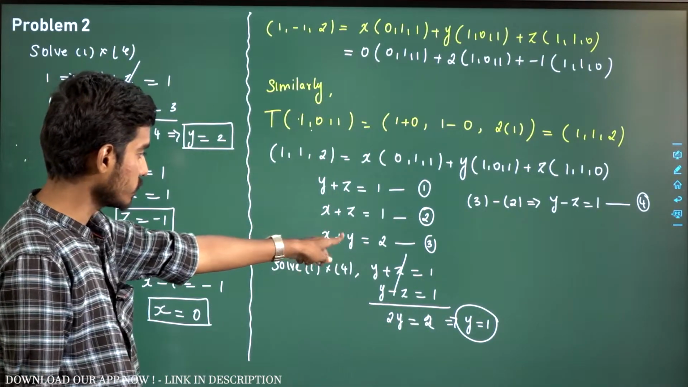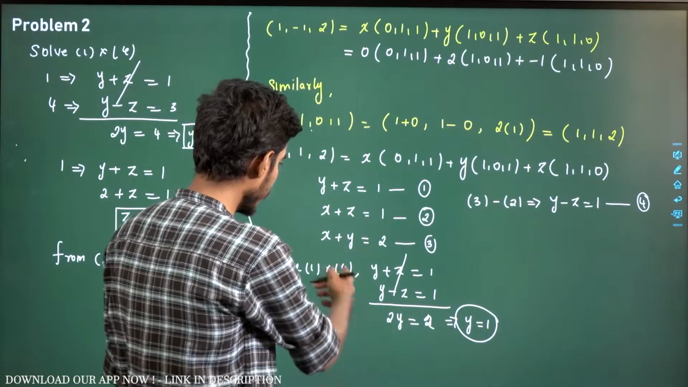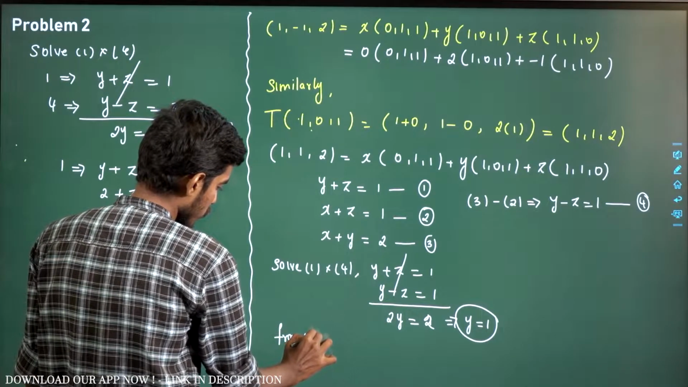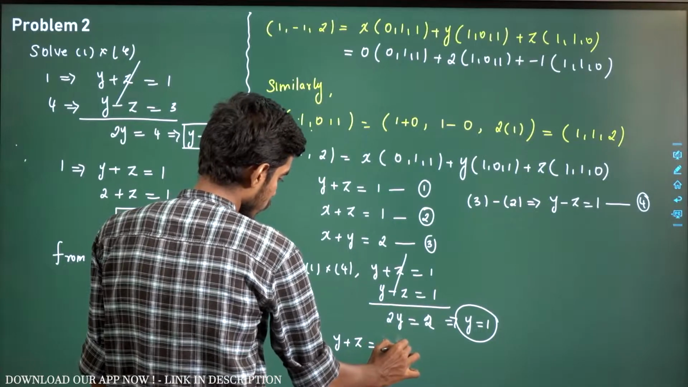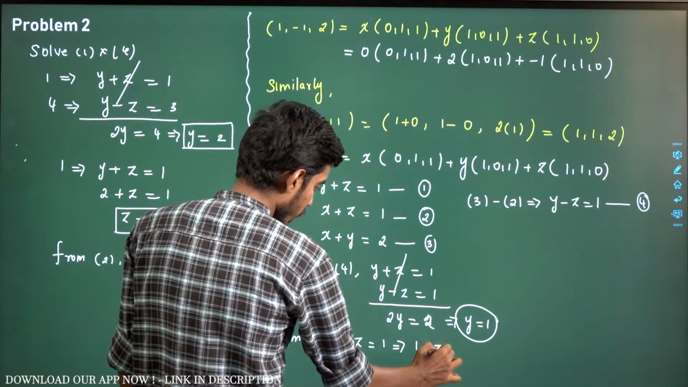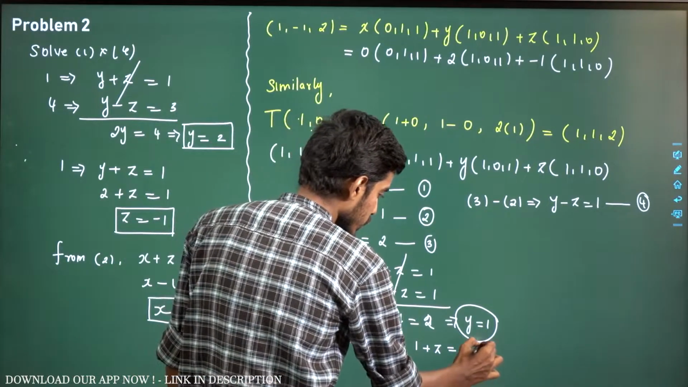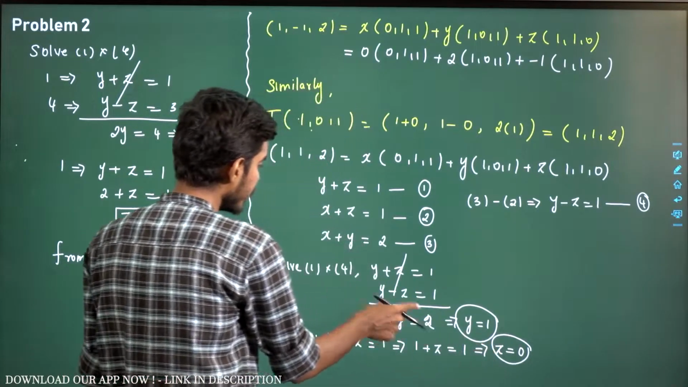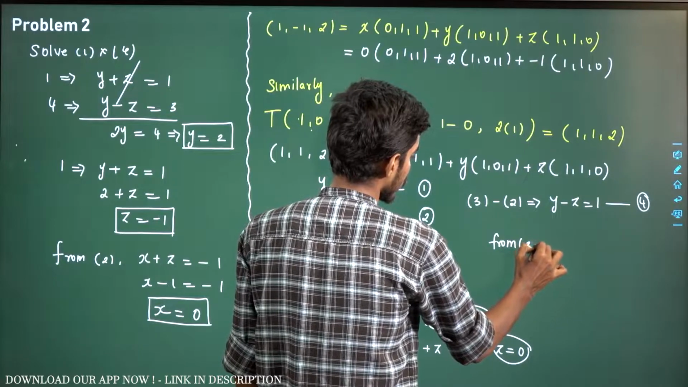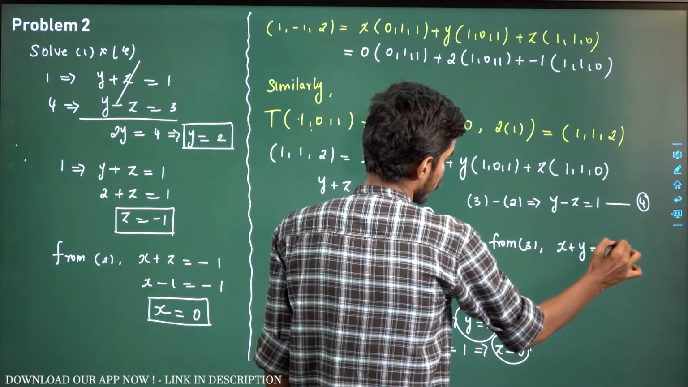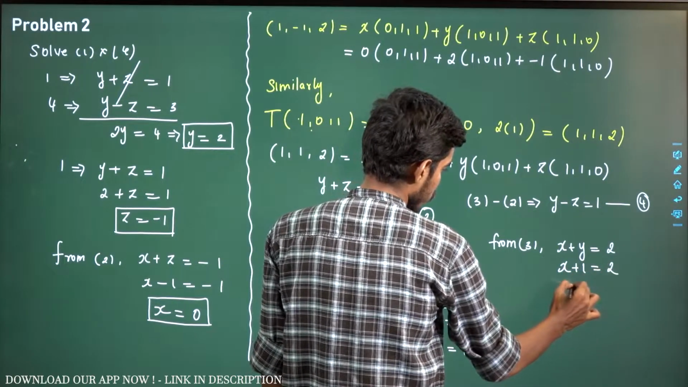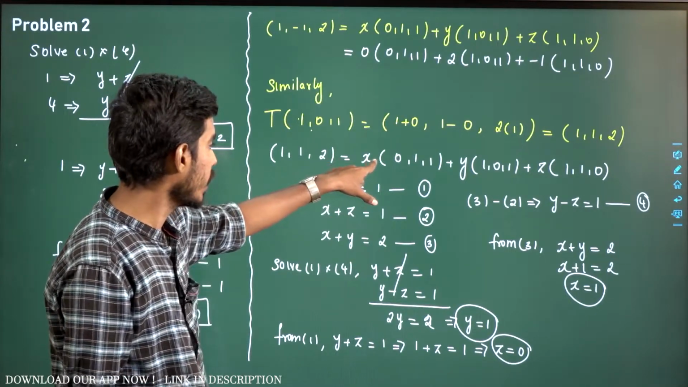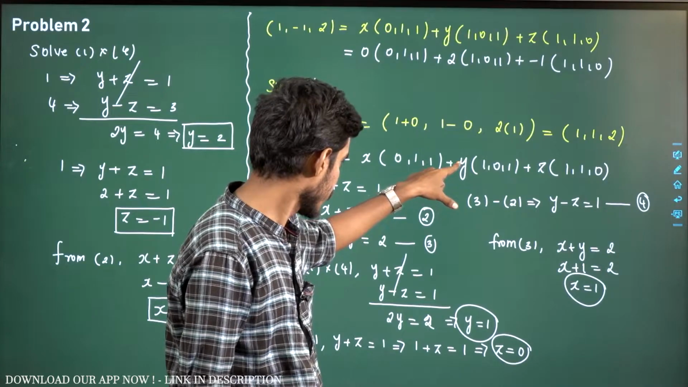Substitute y back in equation 1: y plus z equal to 1, and since y is 1, we have 1 plus z equal to 1, which implies z is 0. Now that we know y and z, from equation 3 we have x plus y equal to 2, and since y is 1, x is 1. So we have found x, y, z: x is 1, y is 1, z is 0. Very simple. Substitute back here.